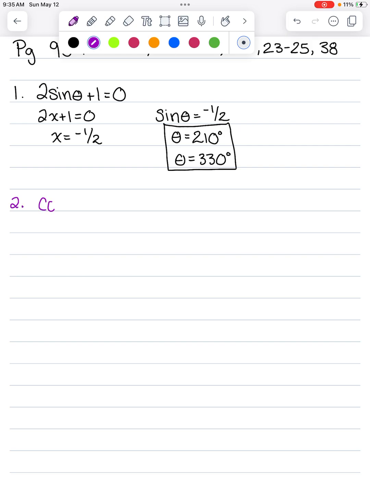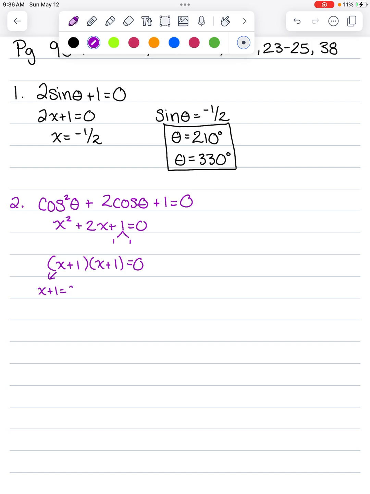Okay, question 2, cosine squared theta plus 2 cosine theta plus 1 is equal to 0. It's kind of like having an x squared plus 2x plus 1 equals 0. Factor, shortcut, two things that multiply to 1 but add to 2 are 1 and 1, so x plus 1, x plus 1. Split and solve. X plus 1 equals 0 gives me x equals negative 1, and the other one's the exact same. X took the place of cosine, and cosine is negative 1 at 180 degrees.